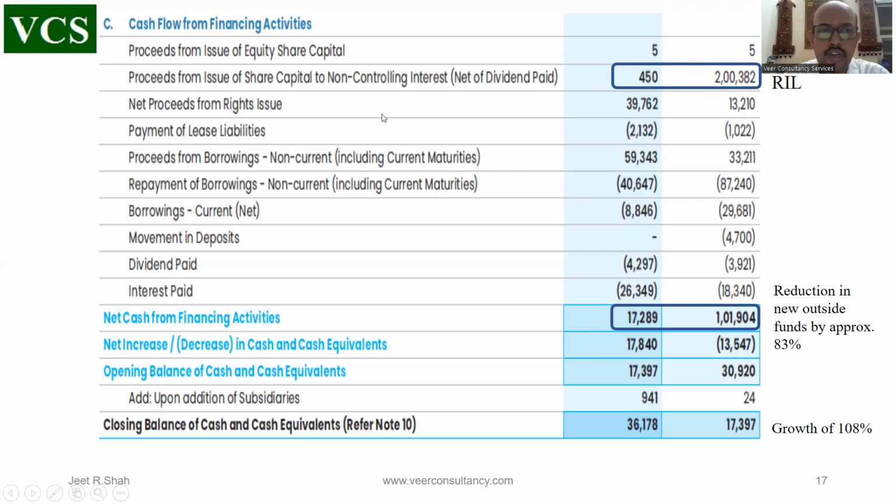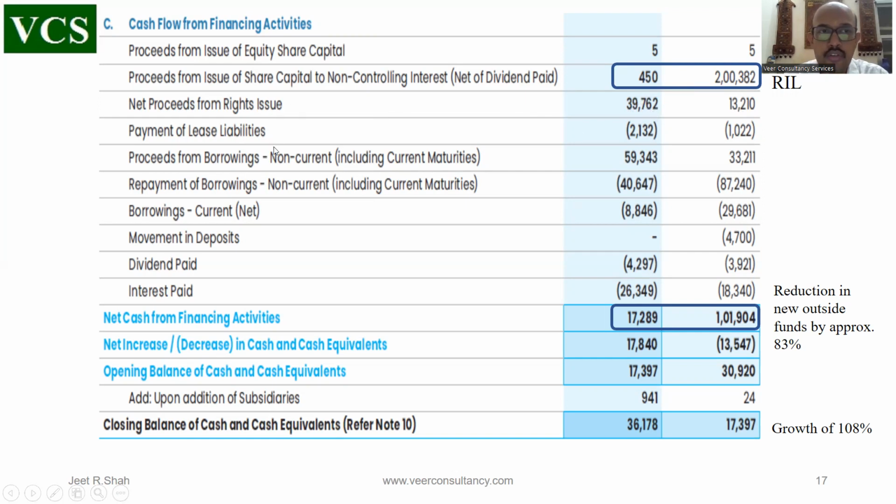Then we have net rights issue. So Reliance had come with a rights issue. What is rights issue? The current shareholders of the company get a right to buy the new shares at a probably discounted value as compared to the market price. So last year they had done it of 13,210 crores, and this year it is 39,762 crores.